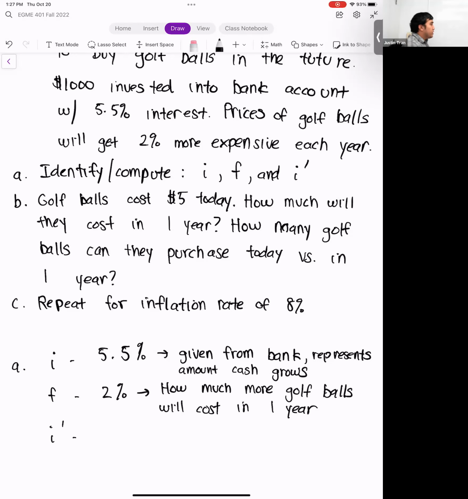Okay. And so the last rate that we have here is the real rate. We're not given that in the problem, and so we actually have to compute this. Let's go ahead and compute.